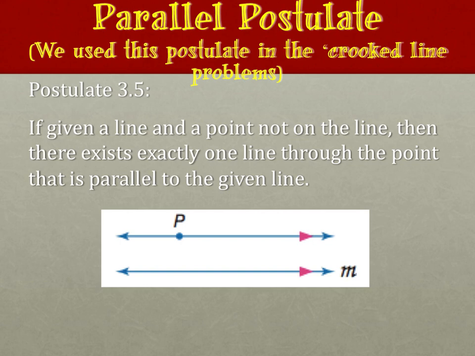All right, parallel postulate. We use this one with the crooked line problems when we drew in that auxiliary line. It says, if given a line and some point that's not on the line, so here we had line M and a point P not on line M, how many different lines can I draw that are going to go through point P and at the same time be parallel to M? Only one. No matter how many people I would call up here to draw a line parallel to M that goes through P, everybody would draw the exact same line because there's only one.